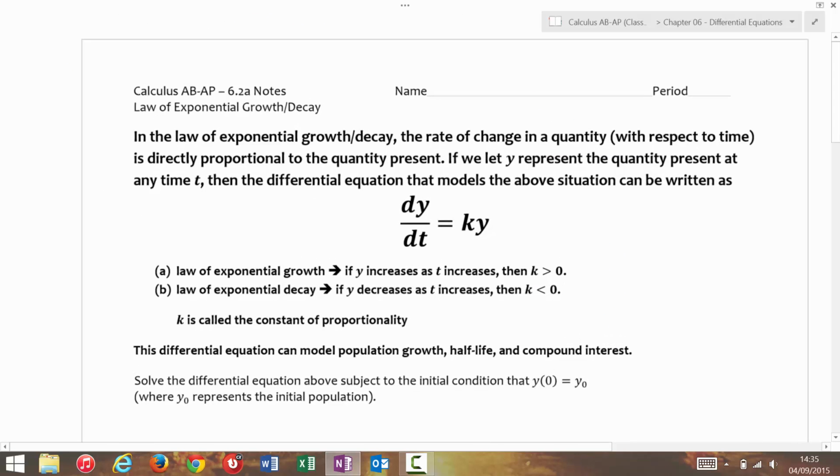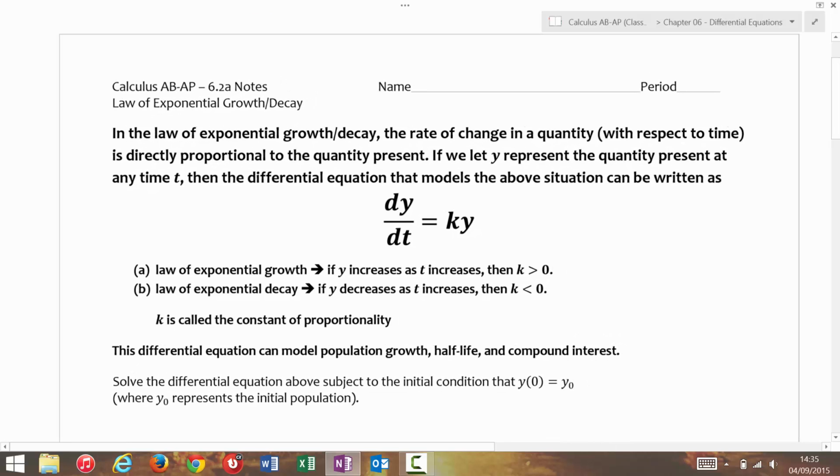So we're going to start off with what these notes actually say, which is that by the law of exponential growth and decay, how much things are changing by, in other words, the rate of change in a quantity, is directly proportional to how much is there. So if you think about it, the more you have, the more it's going to change the rate, or the less you have, the less it's going to change the rate. This is common in things like half-life. This is common in things like exponential growth of bacteria.